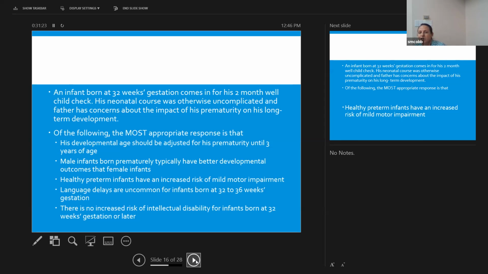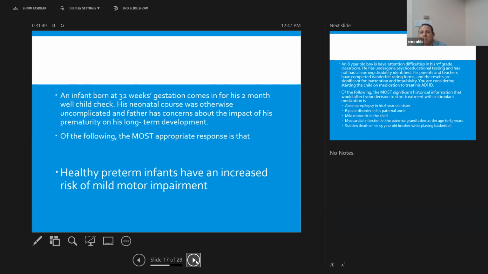And then there's no increased risk of intellectual disability for infants born at 32 weeks gestation or later. Not that any of you need to know this, but they have a 1.4 times greater risk of intellectual disability. I just learned that. So the right answer is mild motor impairment. And I'd be honest, if I were taking this question, I would have gone through every single response and ruled each one out individually, because this is not a quick go-to answer. But mild motor impairment, that increased risk, would be the correct answer.